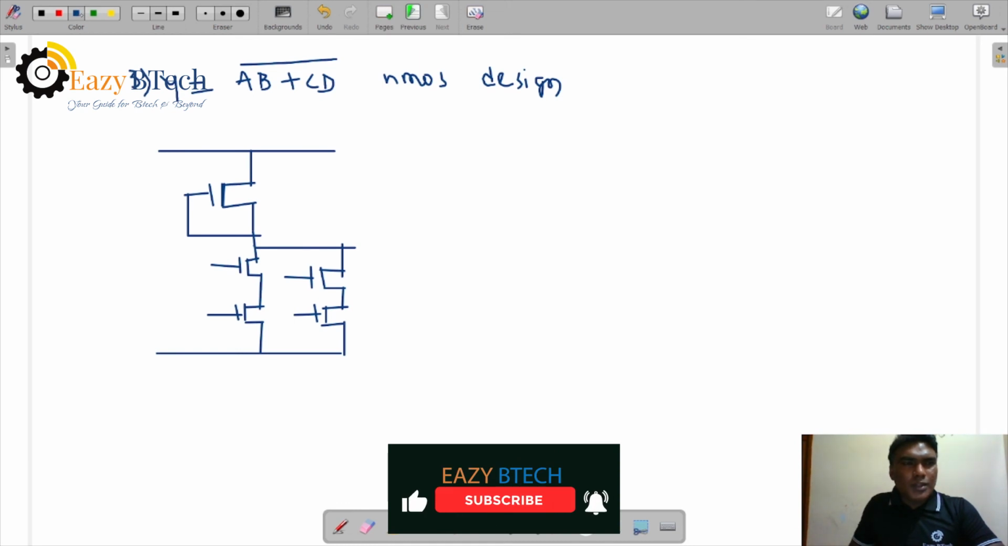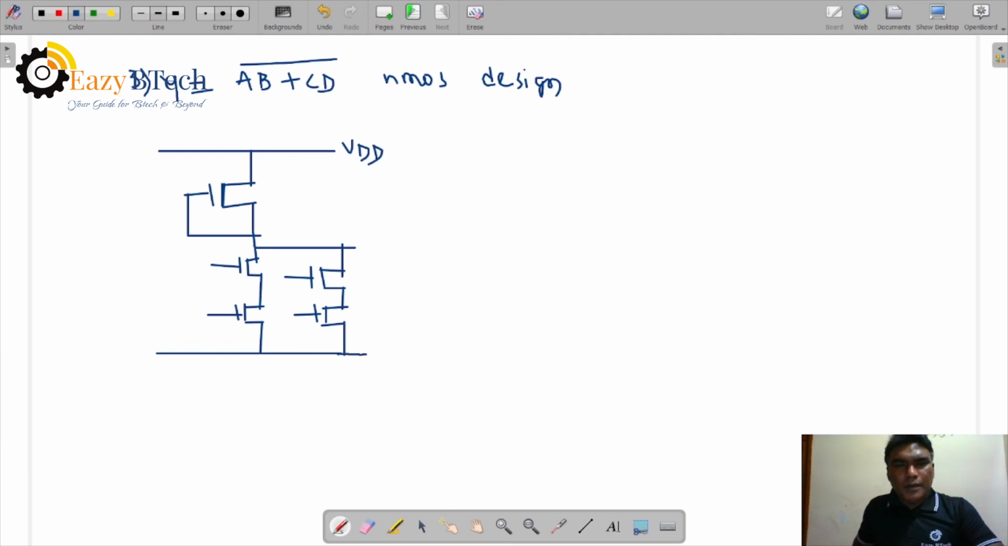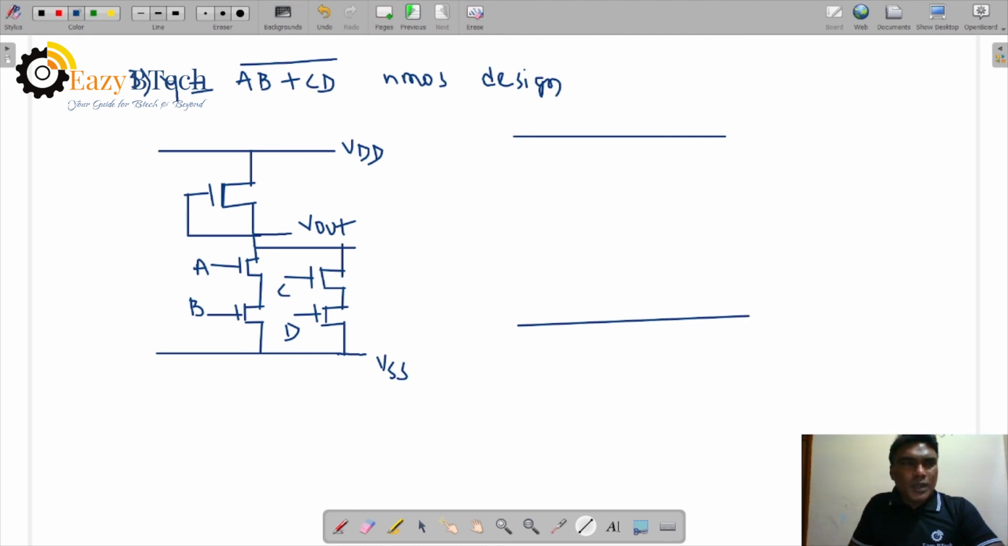So let us see the representation of these terminals. What is VDD and VSS? The output is the output terminal, and then A, B, C, and D. Now see the stick diagram. VDD, VSS in blue color, and let us take the drain terminal and source in green representation.